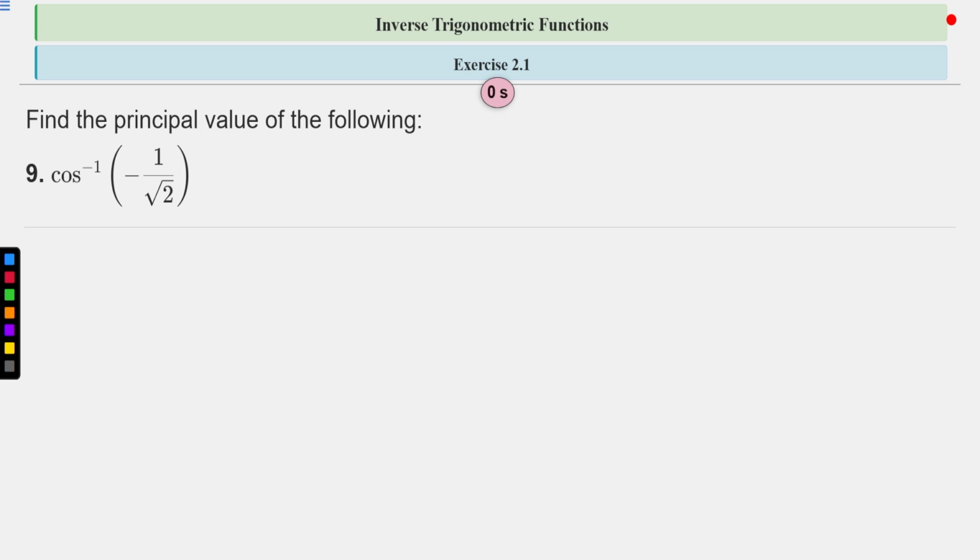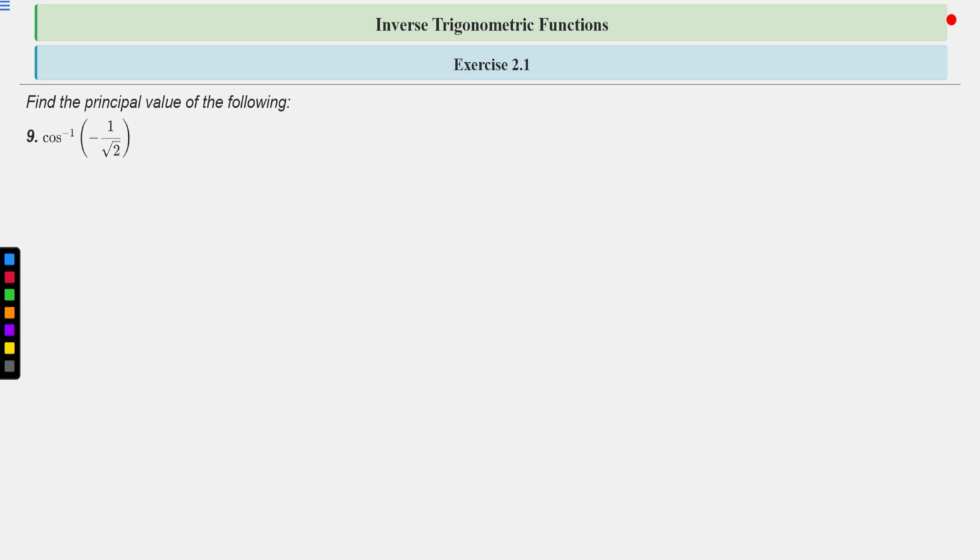Okay, let us move to the solution part. So we need to find the value of cos inverse minus 1 by root 2, right? One student is saying 2 pi by 4. The correct answer is 3 pi by 4, right? Got it?